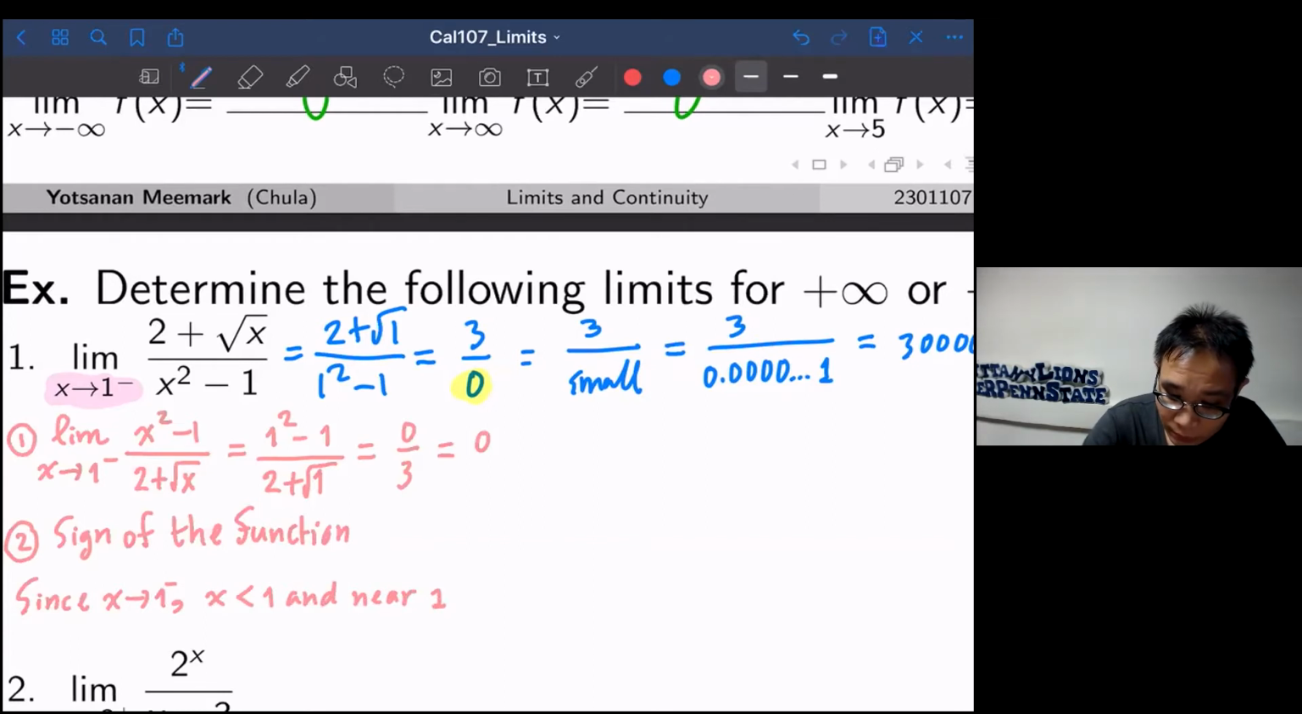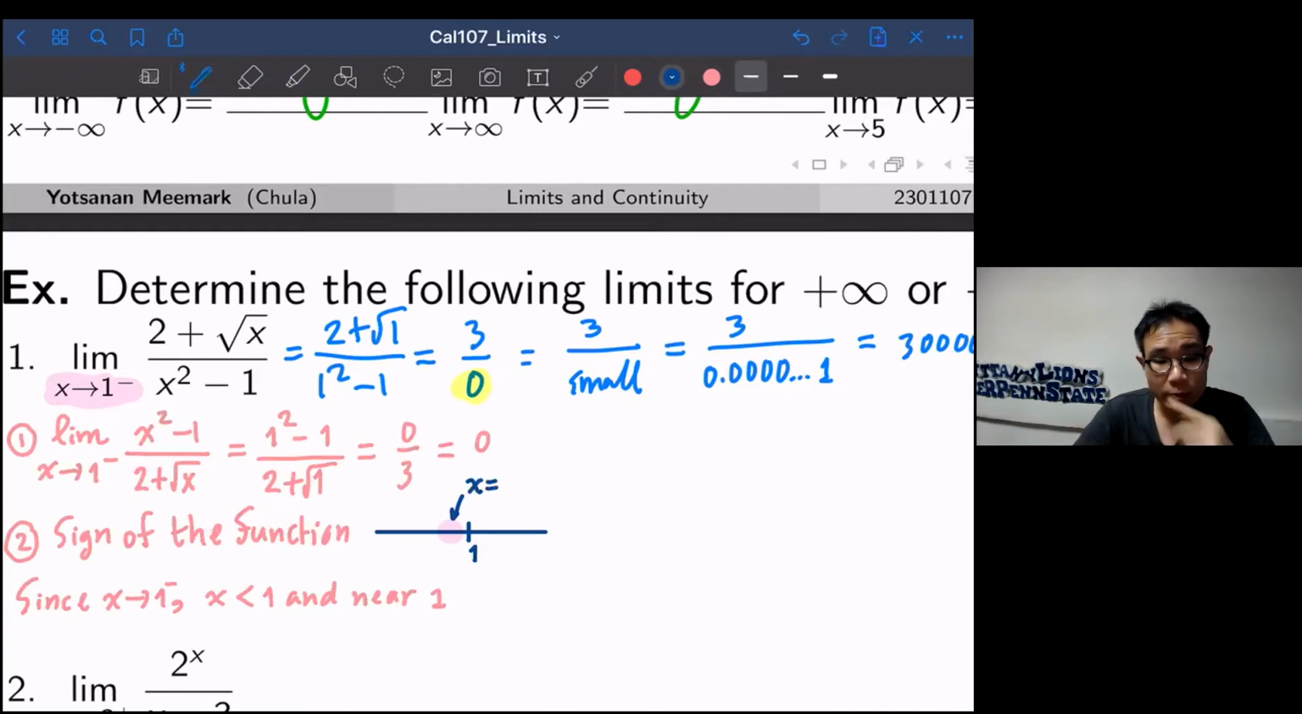So you're going to draw a small picture here. You have 1 in the middle, and you have x less than 1 but near 1. So it's going to be somewhere around here, right? And you're going to pick one number for me here. You just pick one x.